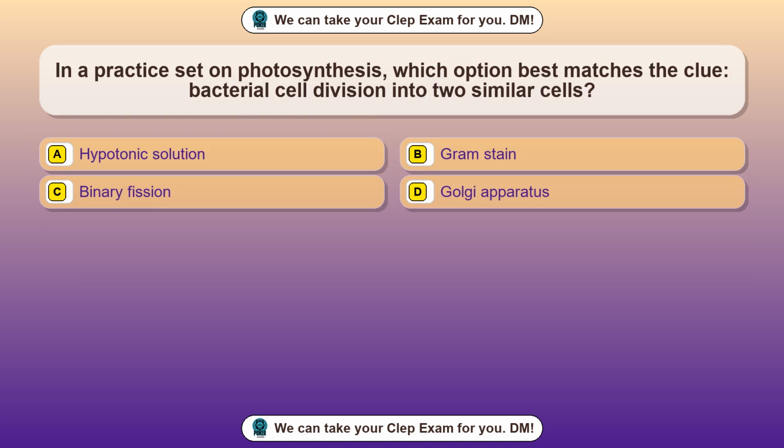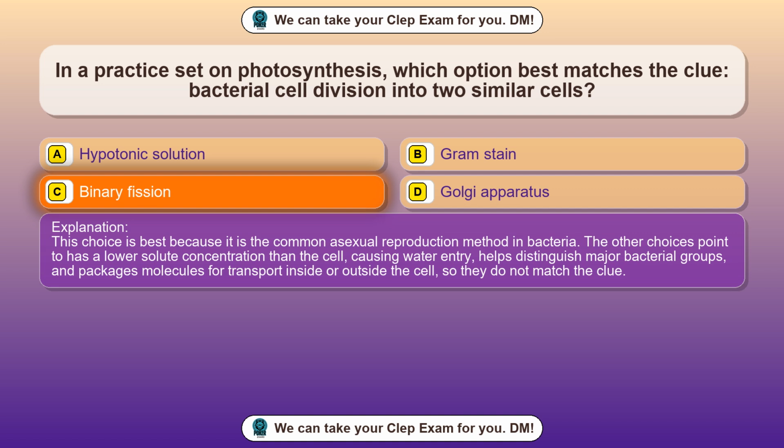Question 63. In a practice set on photosynthesis, which option best matches the clue bacterial cell division into two similar cells? Option A, hypotonic solution. Option B, Gram stain. Option C, binary fission. Option D, Golgi apparatus. The correct answer is option C, binary fission. This choice is best because it is the common asexual reproduction method in bacteria. The other choices point to has a lower solute concentration than the cell, causing water entry, helps distinguish major bacterial groups, and packages molecules for transport inside or outside the cell, so they do not match the clue.